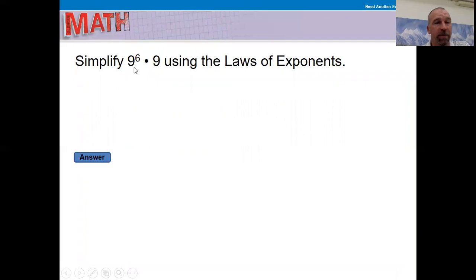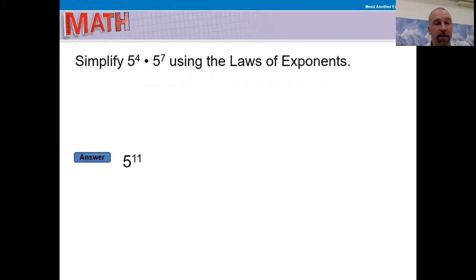So let's look at a couple examples. 9 to the 6th power times 9. Remember that 9 has a first power, so my final answer is going to be 9 to the 7th power, 6 plus 1. 9 to the 7th power, I'm not going to multiply out the way I did 5 to the 3rd power, because 9 to the 7th power is a massive number. 5 to the 4th times 5 to the 7th. Well, if I have 4 5's here and 7 5's here, how many 5's do I have all together? Add the exponents, 4 plus 7, and get 5 to the 11th power.